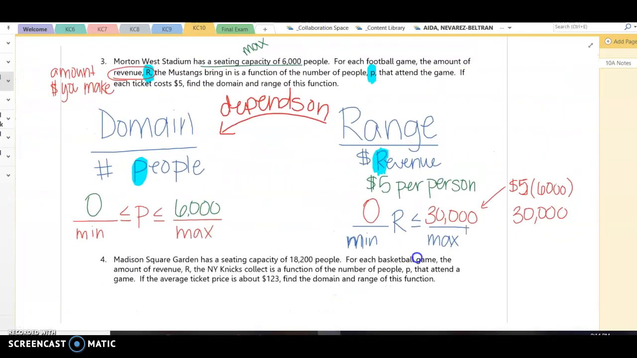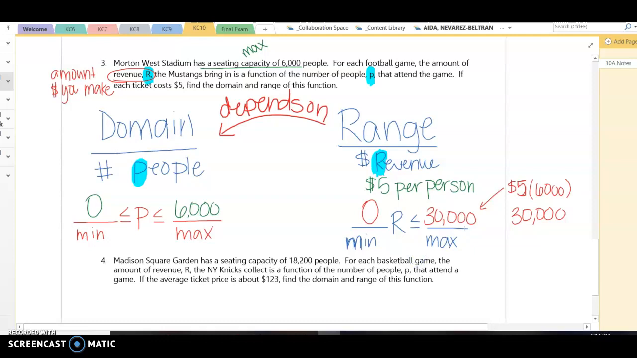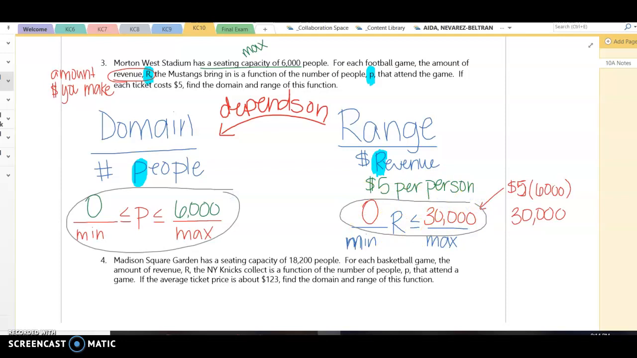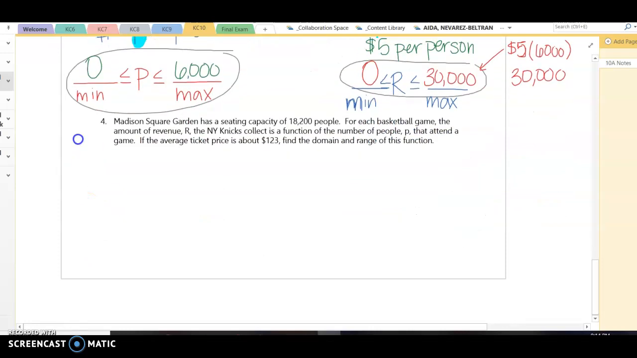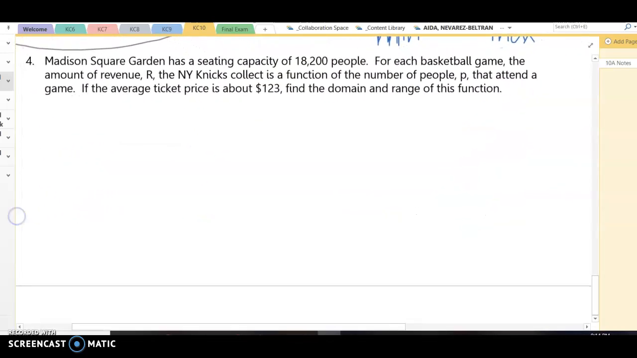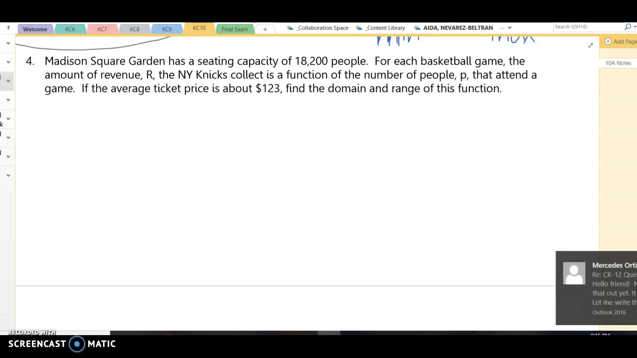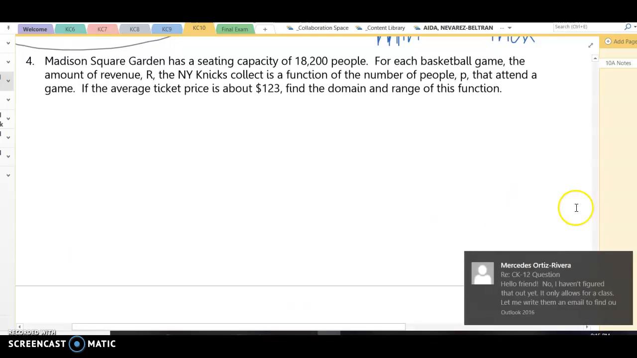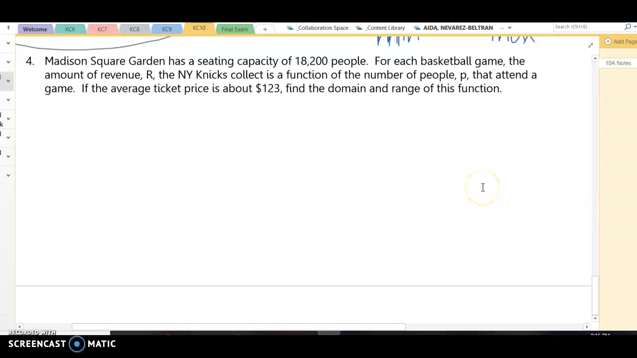Okay, it told us to find the domain and range, and we did. Here's our domain, and here is our range. Ooh, I forgot to put the inequality symbol. There we go. And then our last one: Madison Square Garden has a seating capacity of 18,200 people. For each basketball game, the amount of revenue R the Knicks collect is a function of the number of people that attend a game. If the average ticket is about $123, find the domain and range.